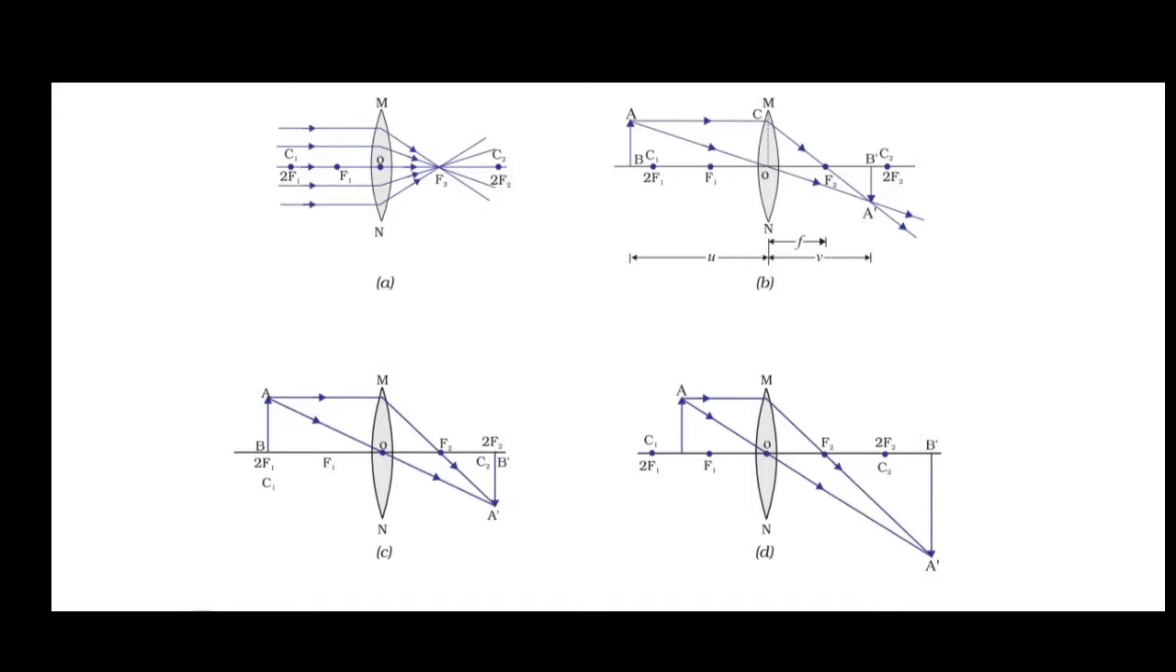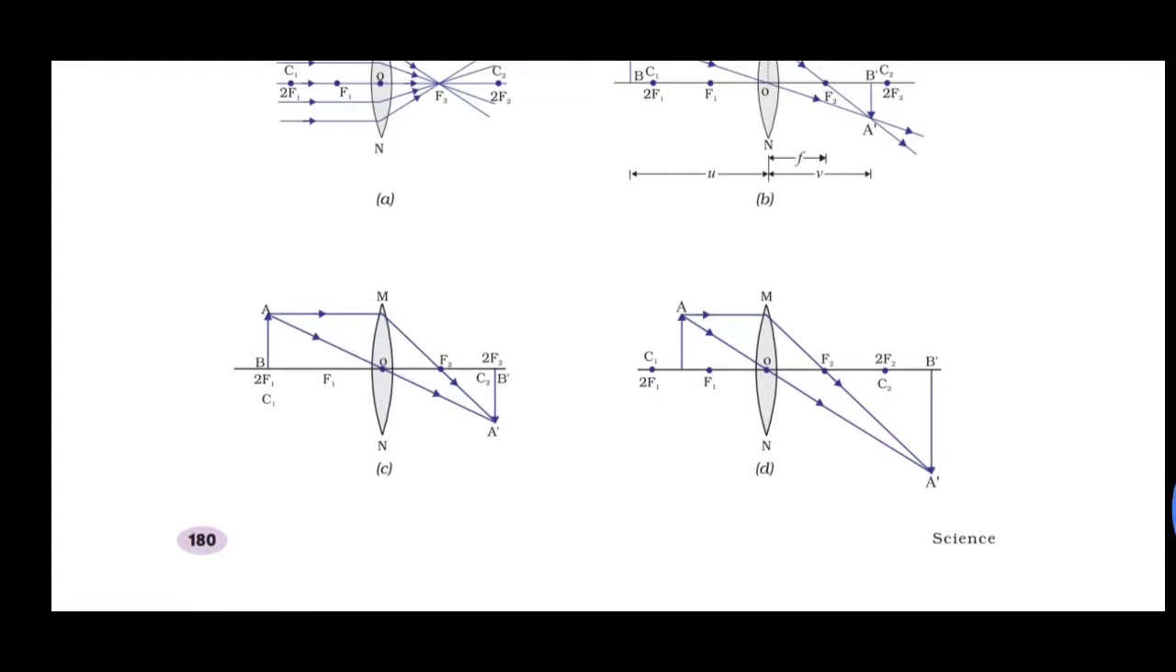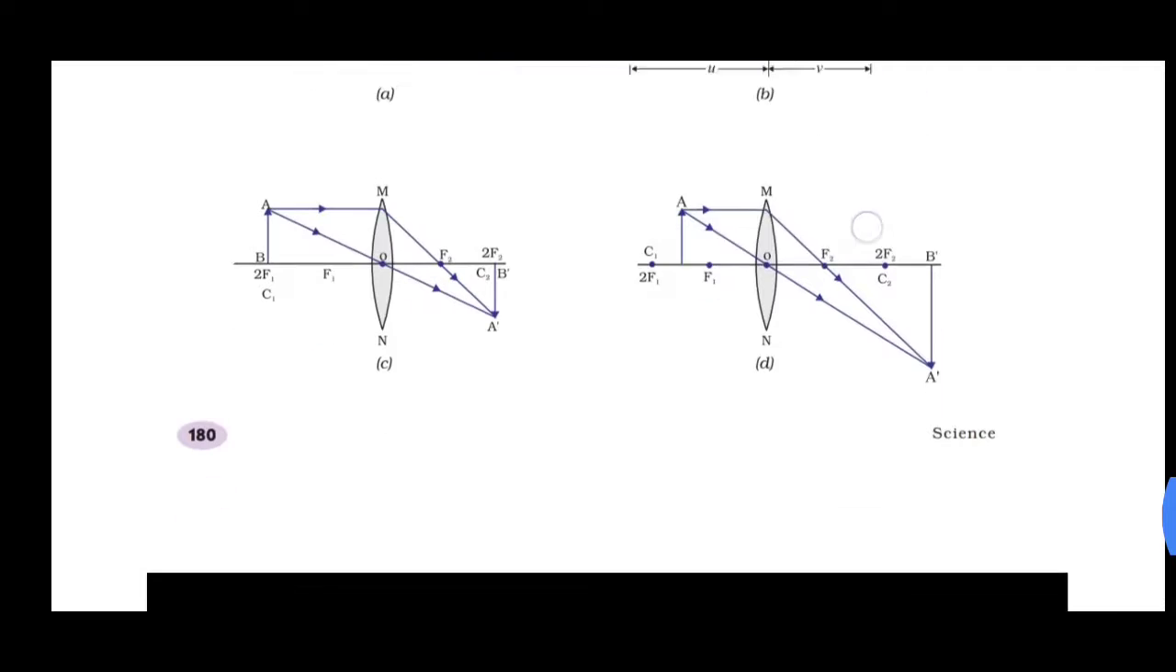Yes, it is the inverted figure. Now here we can see that the distance from O to 2f1 is the object distance, and O to A dash B dash is the image distance. The u is the object distance, and the distance from O to f2 is the focal length.